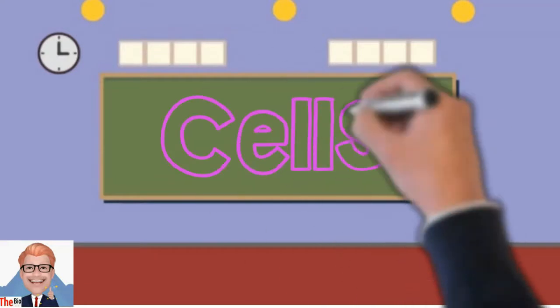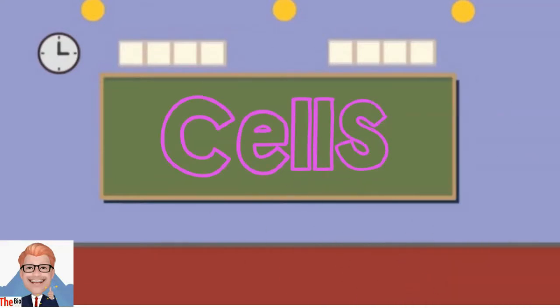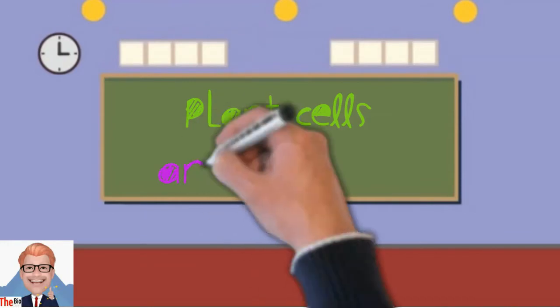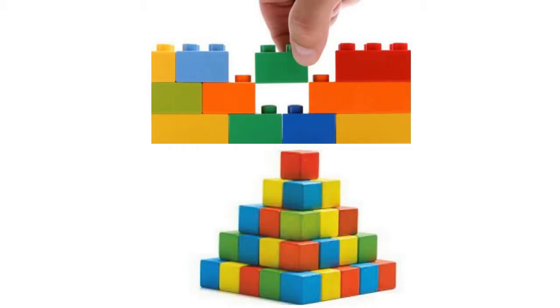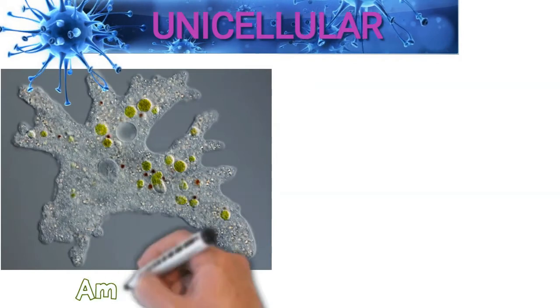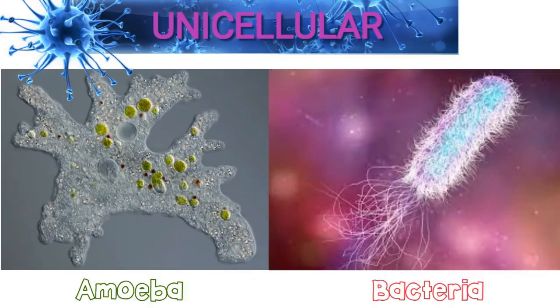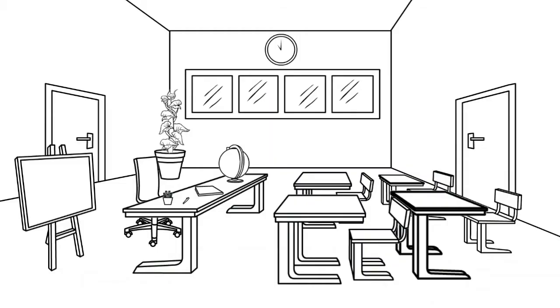Today we are looking at cells, and for us, cells come in two flavours, plant cells and animal cells. Now, cells are the building blocks of organisms. There are some organisms which are made of one cell. These are called unicellular. Things like an amoeba or a bacteria.